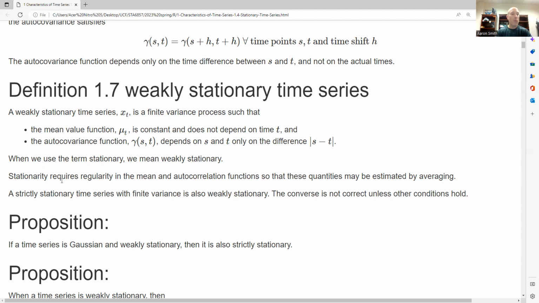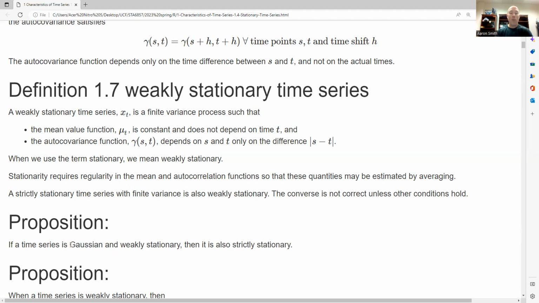All right, so what this does for us is that when we have stationary time series, weakly stationary, this gives us some regularity in a time series so that we can estimate what we want very easily. All right, so strictly stationary time series are also going to be weakly stationary as long as we have finite variance. But the converse is not true. Weak stationary time series are not necessarily strictly stationary. I expect for them to not be, in fact.